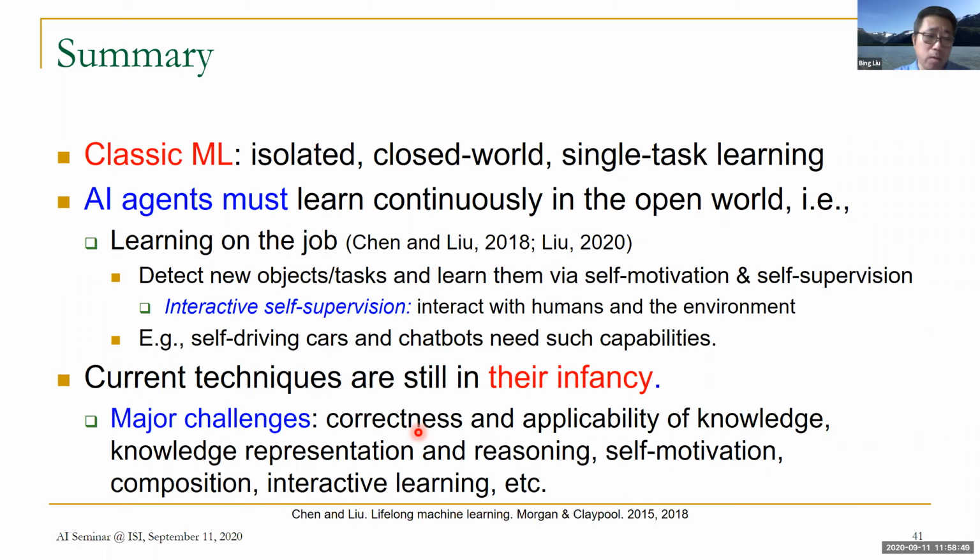Okay, and I have not mentioned knowledge representation and reasoning, because in lots of situations when you actually want to respond, for example, when the car comes to a situation where it doesn't know what to do, you cannot just say learn something and then do it. You have to reason to somehow get out of that situation in a reasonable way. And self-motivation and composition is another thing. You learn a lot of things. How can you compose them together?